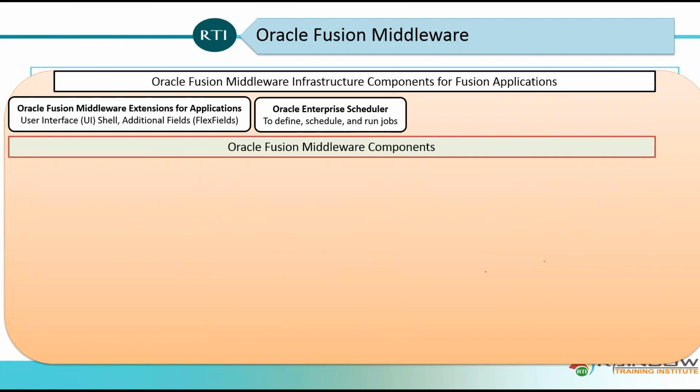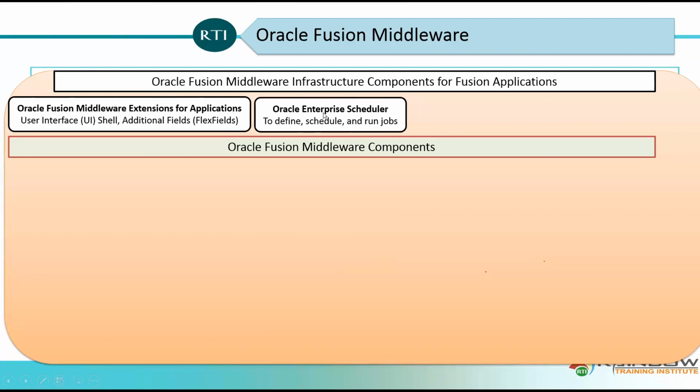Oracle Enterprise Scheduler is where we can provide scheduling services, where we can define a job, schedule it, and run the jobs on demand. That job can be a Java job, a PL/SQL job, or a report. We can run the jobs concurrently and create a job request. A job request is nothing but a set of multiple jobs. We can do all that in Oracle Enterprise Scheduler.